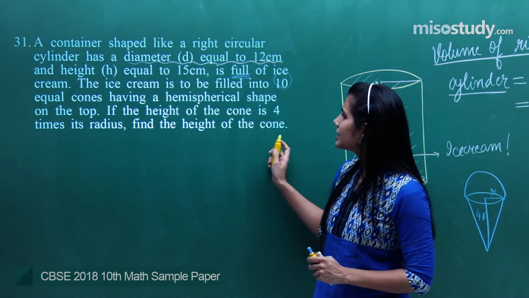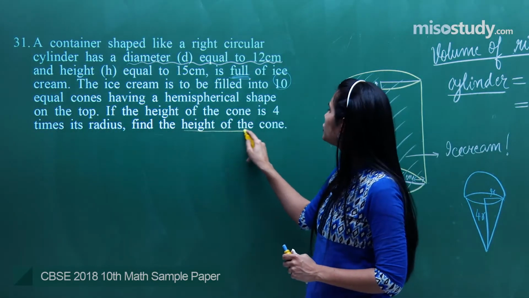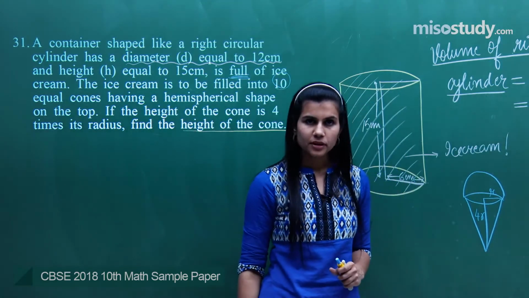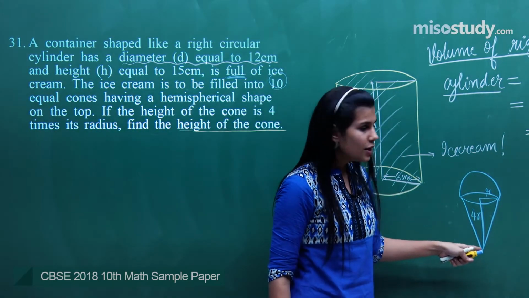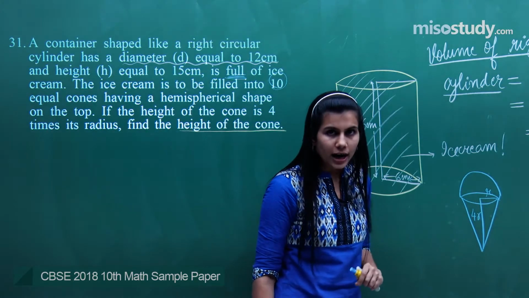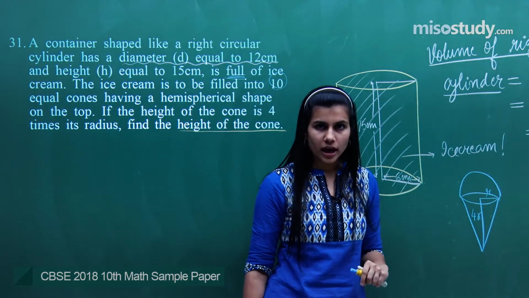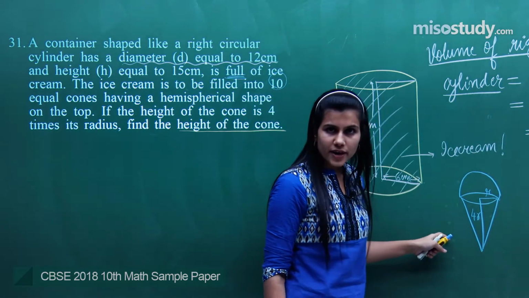What is the question saying? Find the height of the cone. I wish to find the height, which is 4r. For that I will have to find r, because the height is dependent upon r. Now understand one thing very carefully.